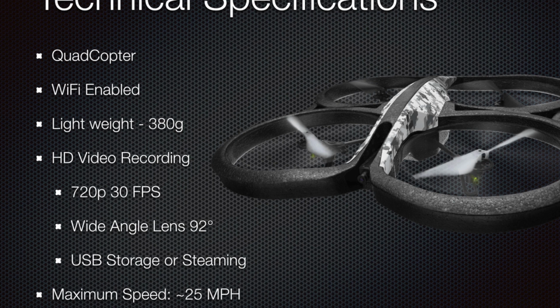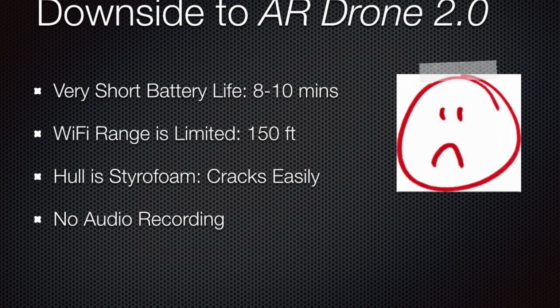It has a fairly wide angle lens, 92 degrees, and you can either store the videos you take locally with a USB port or stream them back over the Wi-Fi to your iPad. It has a maximum speed of about 25 miles an hour. It says its maximum height is around 650 feet, but you're really limited by the Wi-Fi range, which is some of the downsides of the default AR Drone 2.0.